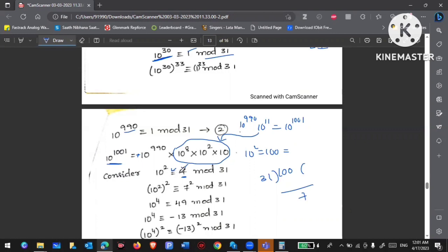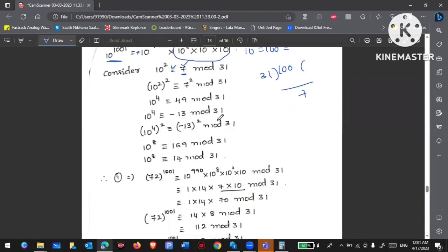Then 10 square we have got. So 10 square whole square can be done, 7 square we get on the right hand side. 10^4 is congruent to 7 square, which is 49. So 49 minus 31 will give us minus 13. 10^4 as it is, then 10^4 we have got as minus 13 mod 31.